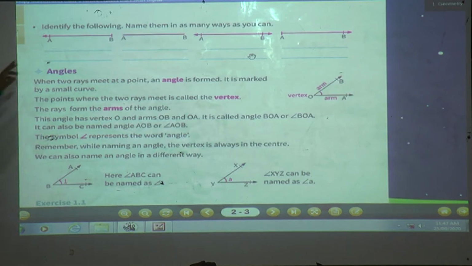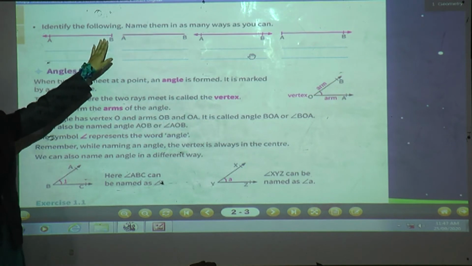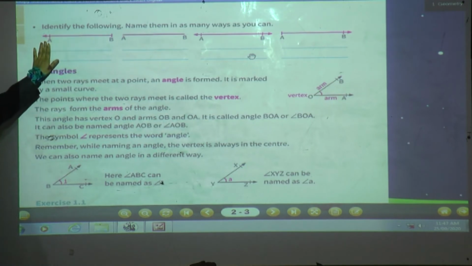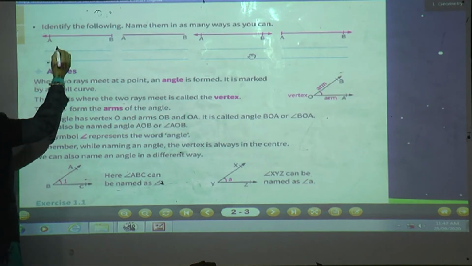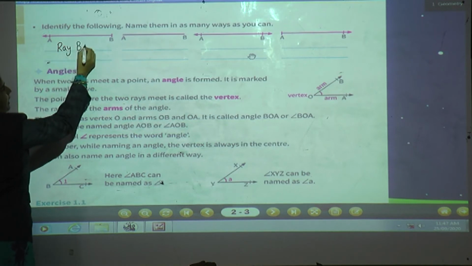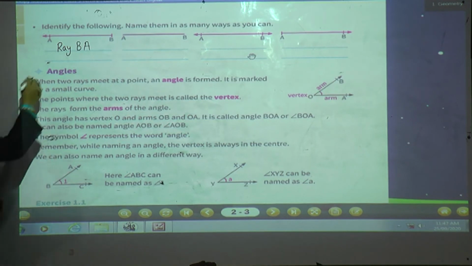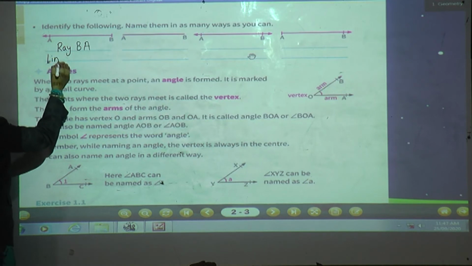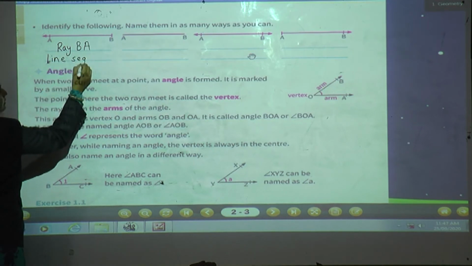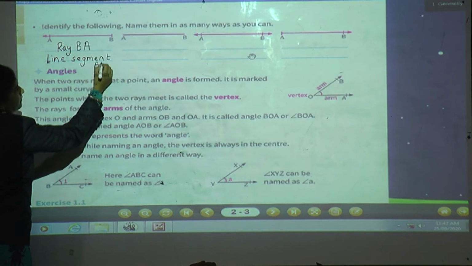See, what is this? Yes, students, here is one beginning point and no end point. So what is this, students? Yes, this is ray BA. Now, another name of this figure is line segment AB.